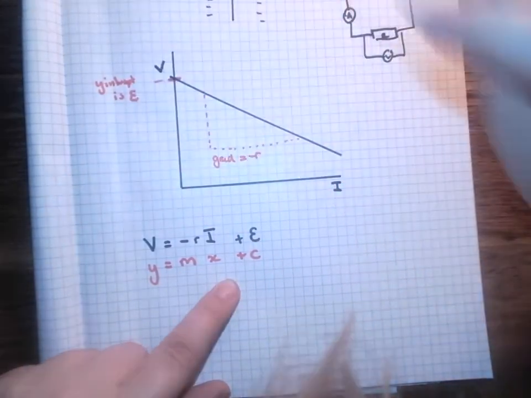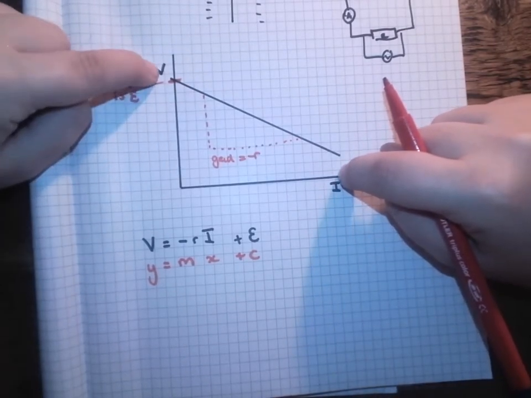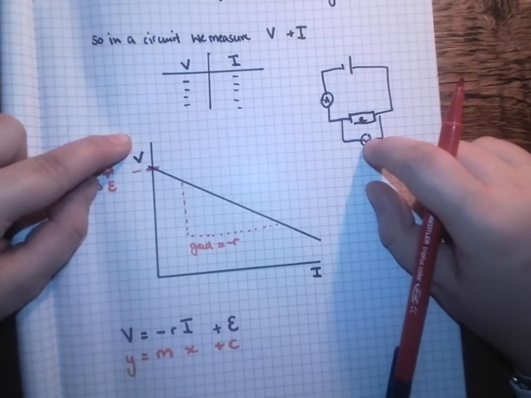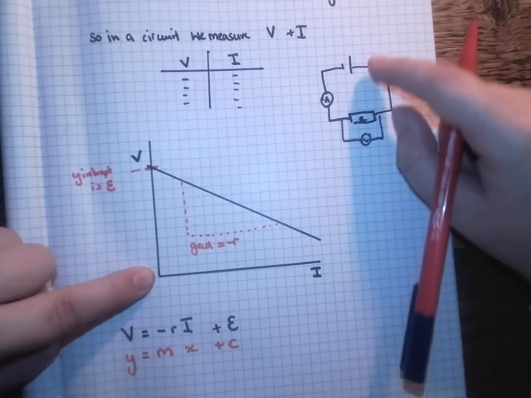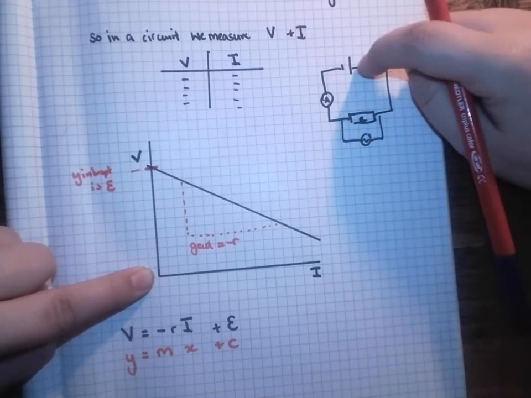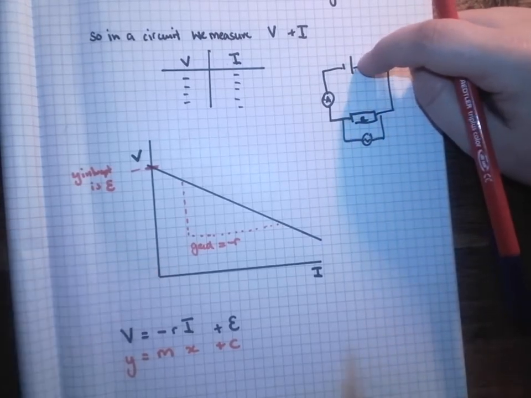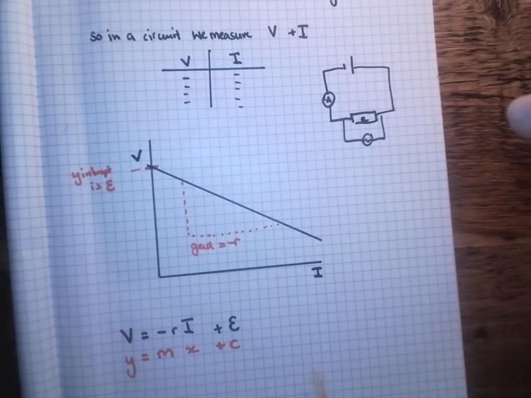So the y-intercept is my EMF, and that should make sense as well. Because the terminal potential difference here should equal the EMF up there when my current is at zero, because then there should be no current through that little internal resistance in the power pack itself. So that does make sense as well.